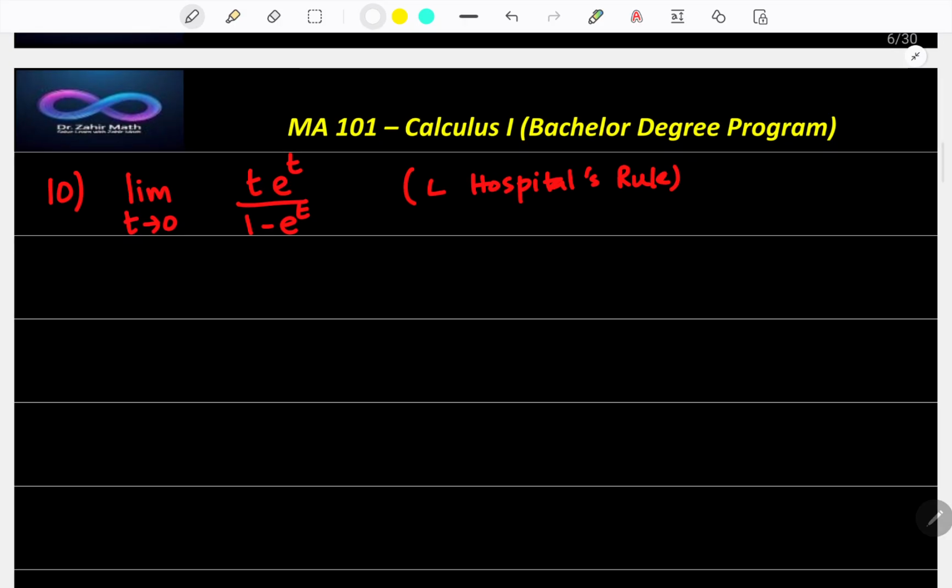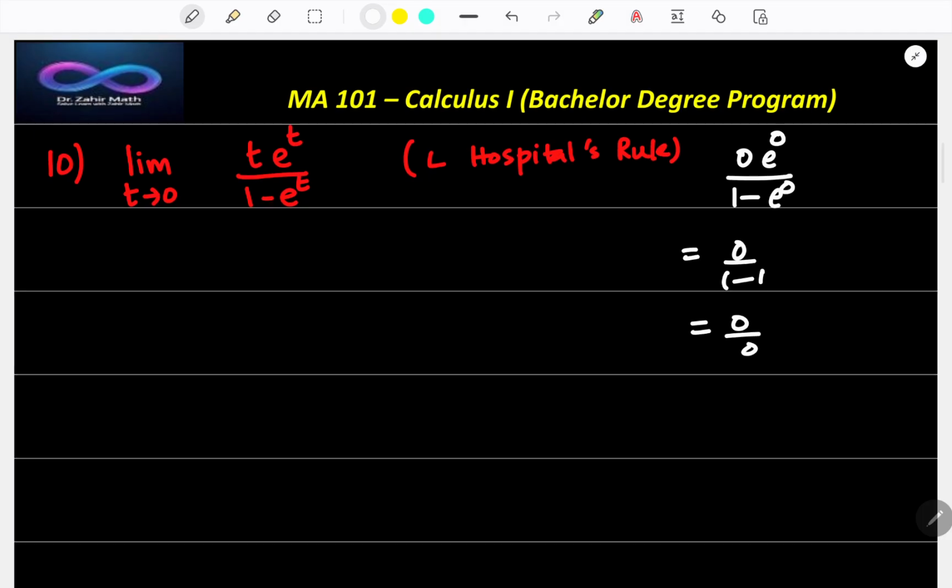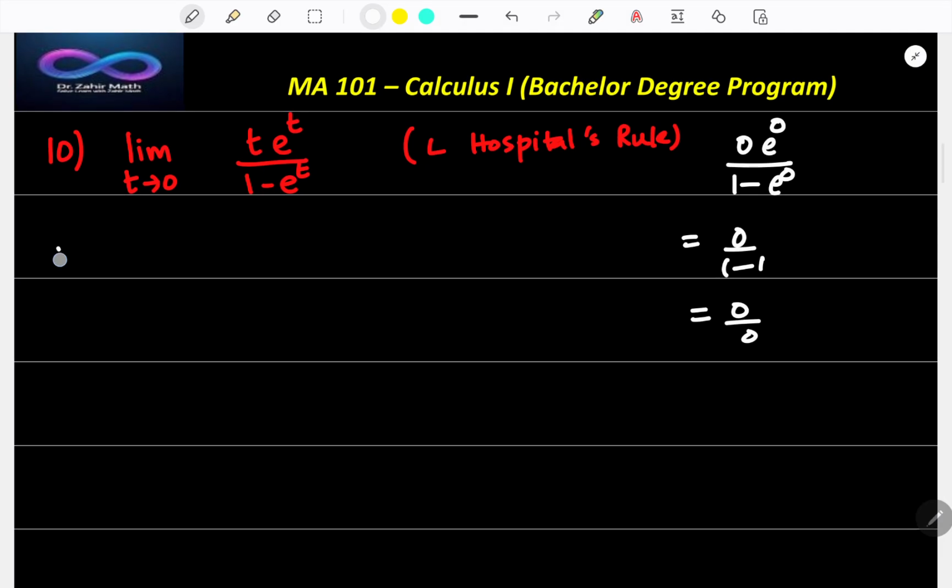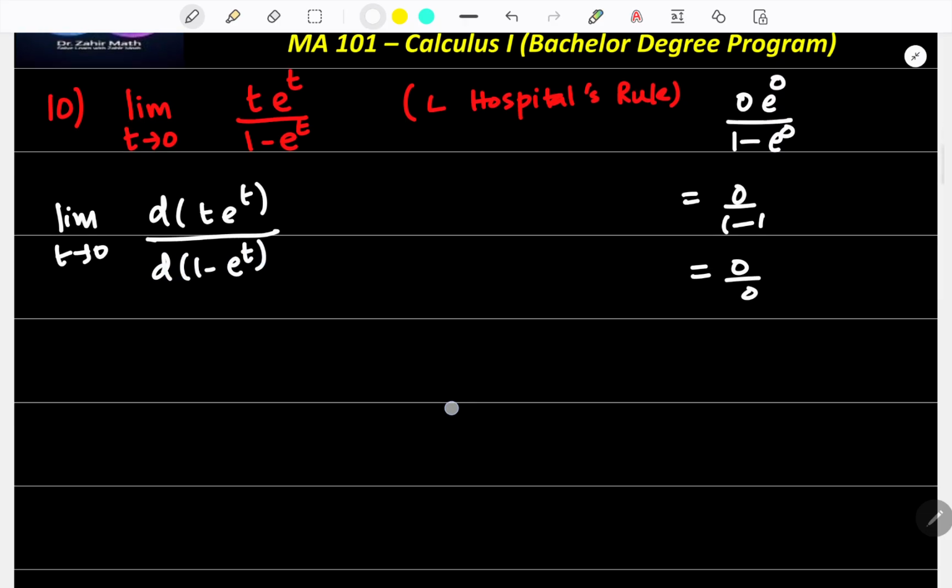Let's go to this question. Come on, put t equal to 0. 0 times e power 0 divided by 1 minus e power 0. So 1 minus e power 0 is 0, which makes it 0 by 0, which is an indeterminate form. So now you use L'Hopital's rule. When you use L'Hopital's rule, you should be very careful. There is a product in the numerator. So differential of t e power t divided by differential of 1 minus e power t.